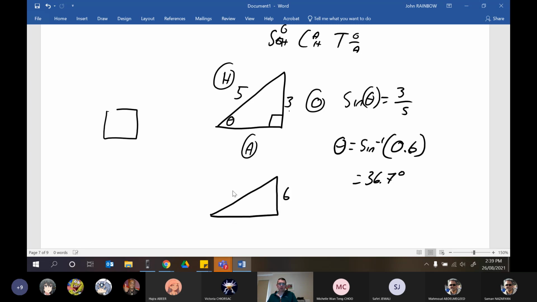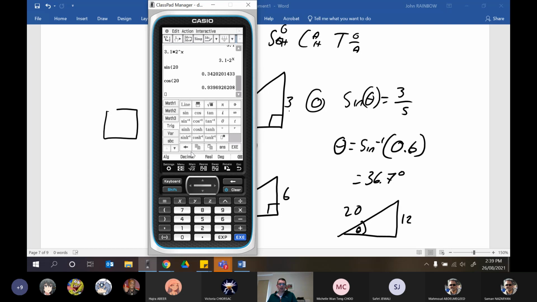So if this was 6, that was 10, that still has a ratio of 0.6. If it was 20, and that is 12, this still has a ratio of 0.6. These are all the same triangles. It doesn't matter because the ratio is the same. And you look at the book, we just use technology these days. We just do the inverse of sine. When your ratio is 0.6, 36.9. Okay, I took a guess on the decimal.